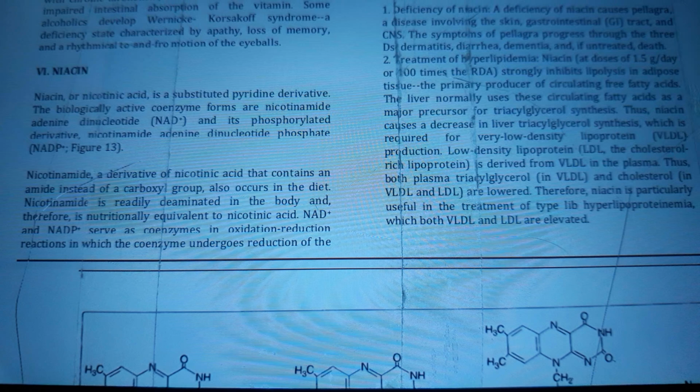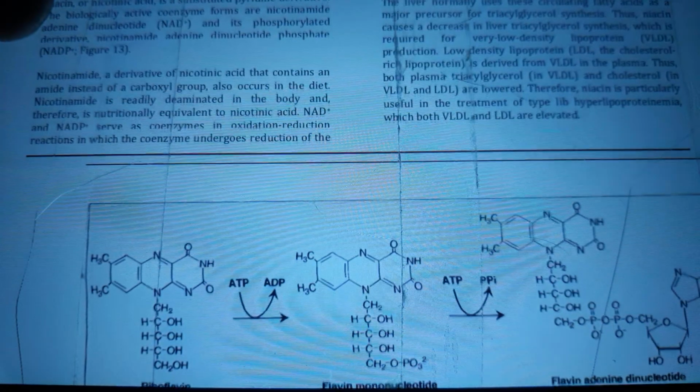Wernicke-Korsakoff syndrome. In the United States, thiamine deficiency is seen primarily in association with chronic alcoholism, due to dietary insufficiency or impaired intestinal absorption of the vitamin. Some alcoholics develop Wernicke-Korsakoff syndrome, a deficiency stage characterized by apathy, a loss of memory, and a rhythmical to-and-fro motion of the eyeballs.